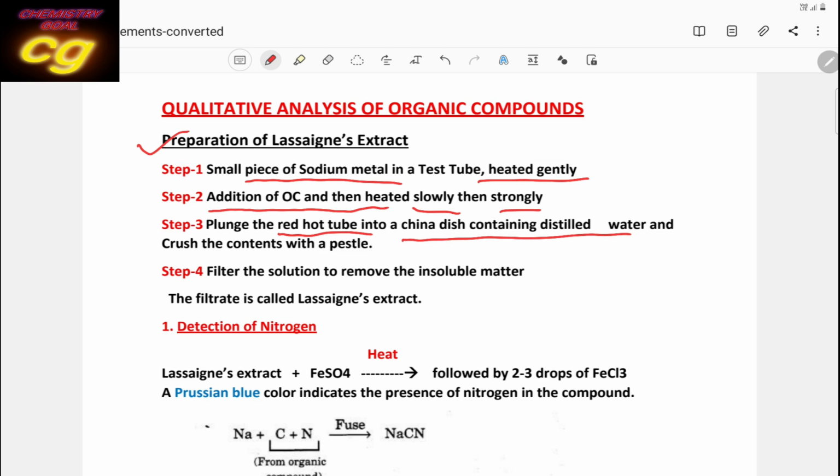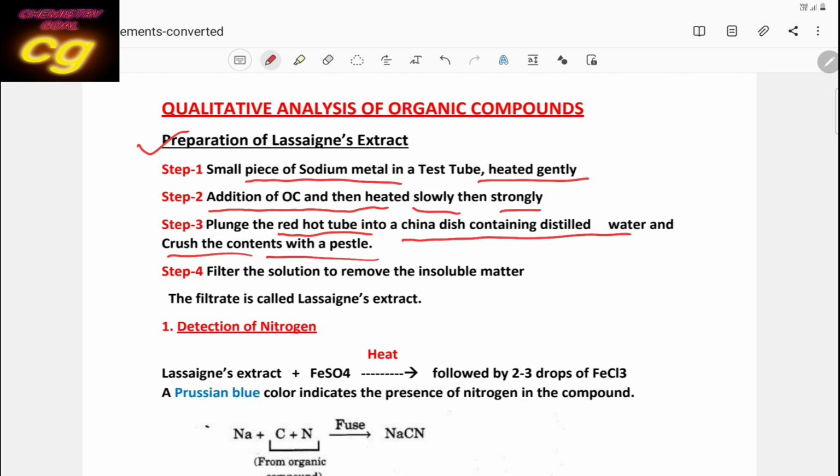You will take a china dish and some water, then you plunge this red hot test tube into the china dish containing water. Then what happens? Due to the very strong heat, the test tube will break into small pieces. Then the mixture will be ground, crushed with a pestle.